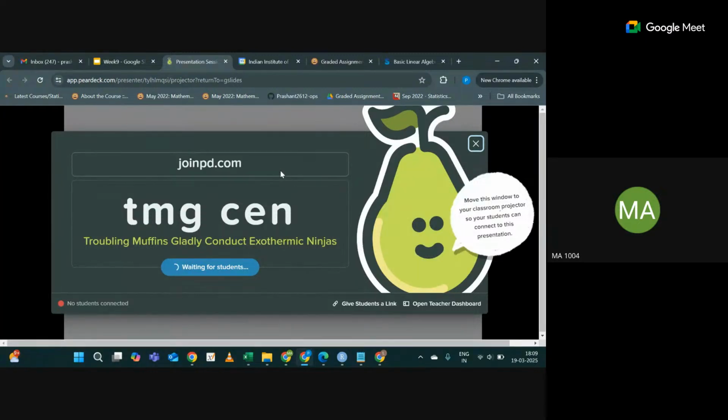So I will repeat the procedure. Just enter on your browser joinpd.com, and after that you have to enter the code. So the code is TMGCEN. Okay. I would request everyone, just join it, and whatever you have learned yesterday and in the lectures, just try to apply it there. Do not worry about right or wrong. We will see the solution of each question stepwise.